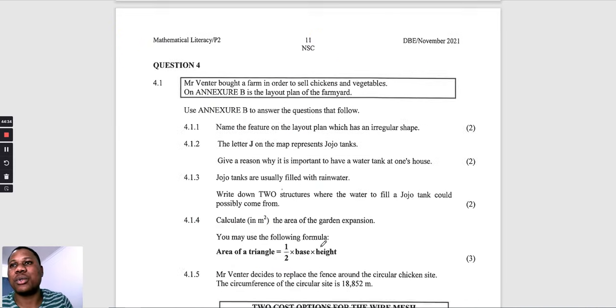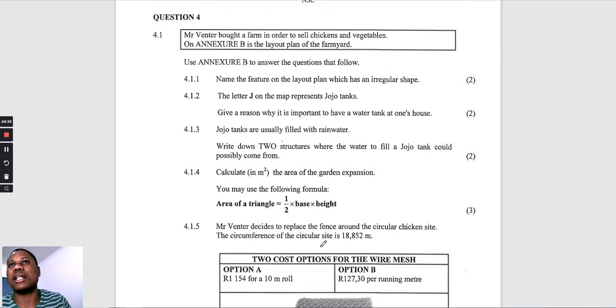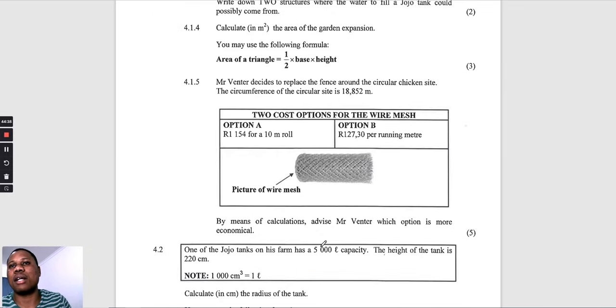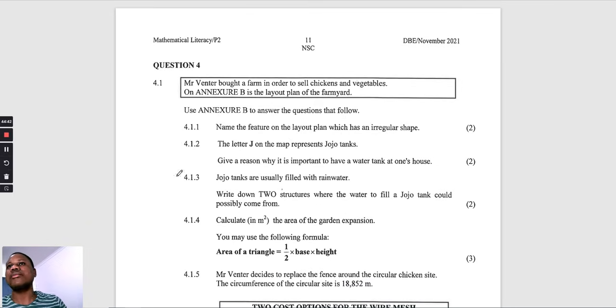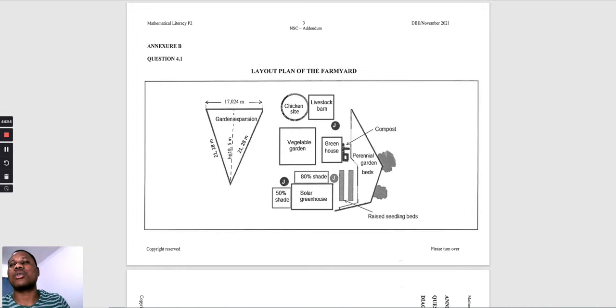We're going to question number 4. This will be our last question, 4.1 up until 4.2. Okay, Mr. Venter bought a farm in order to sell chickens and vegetables. On Annexure B is the layout plan of the farm yard. So we're gonna go to our annexure. Here is our Annexure B. Let me zoom it in.